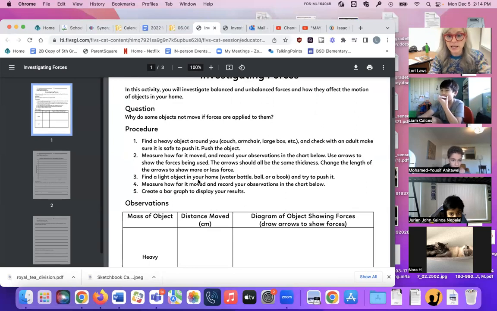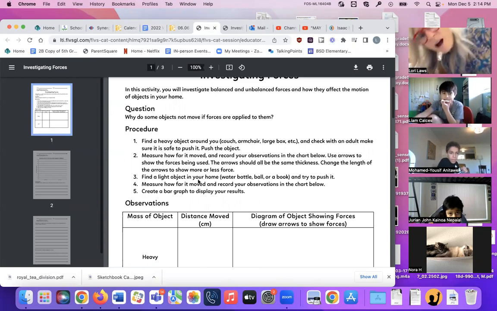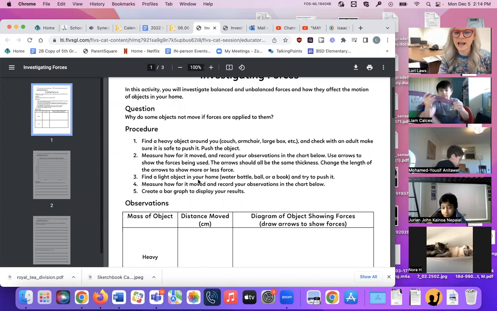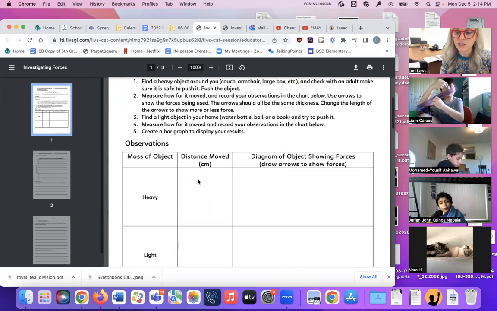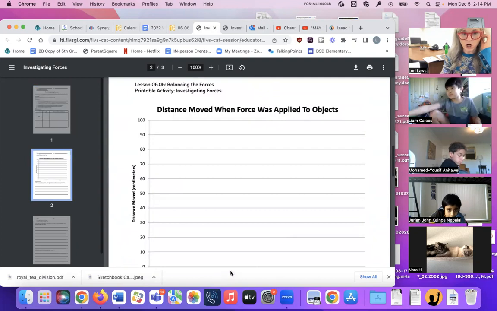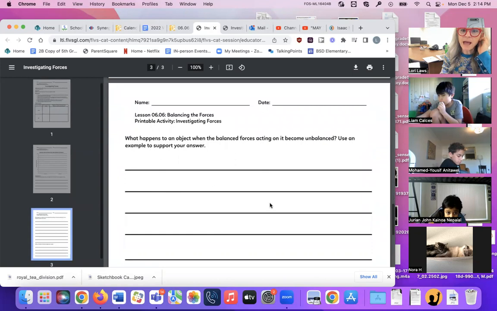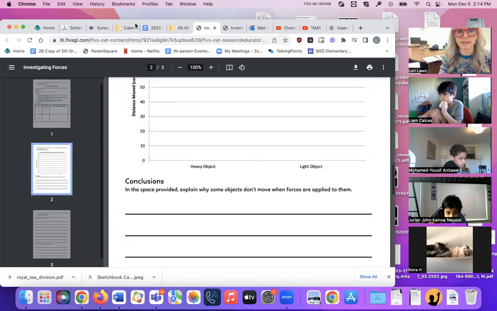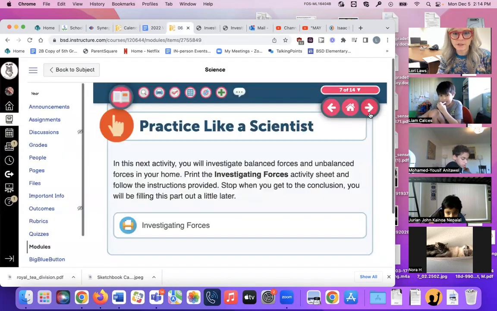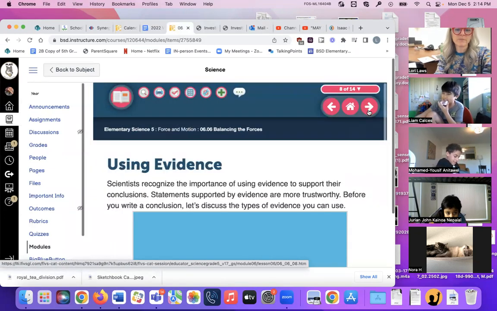Find a light object and try to push it. Okay. Why did it move? Well, it didn't have a lot of weight. It didn't have the gravitational pull, right? And I'm supposed to make a chart of it, which is kind of fun. You can do it if you want to, and talk about balanced and unbalanced forces. Not too exciting. You don't have to do that experiment unless you want to. You can push something around in your room.